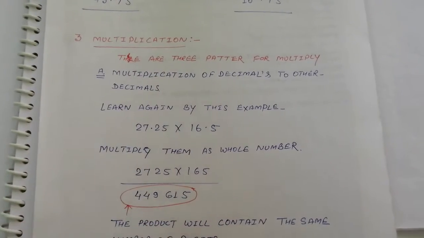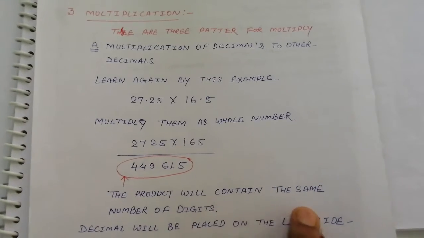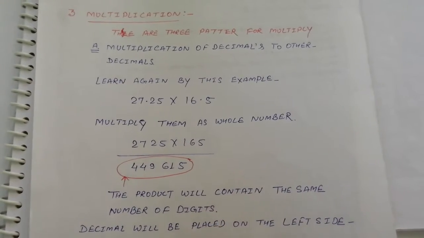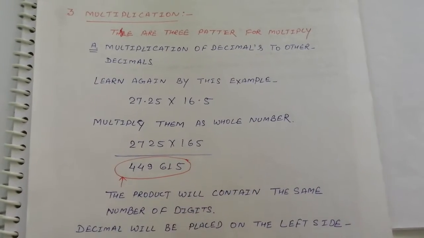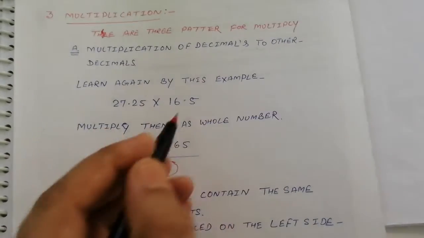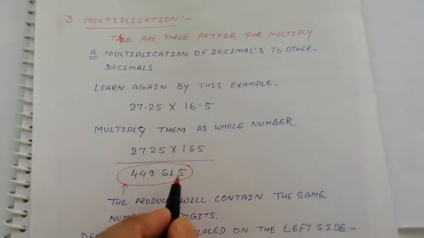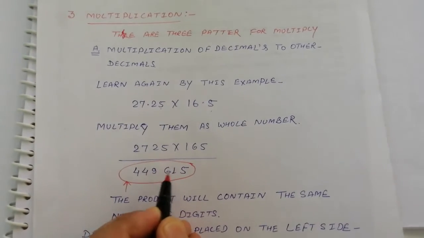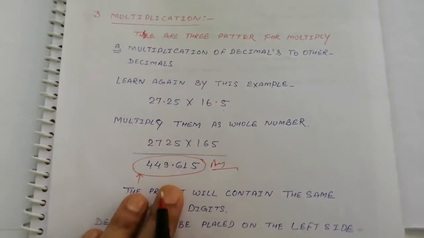How can we place the decimal point? The decimal will be placed on the left side, counting the total digits in the question. Total digits, amount of 1, 2 and 3, from the left side. Its answer is clearly put.